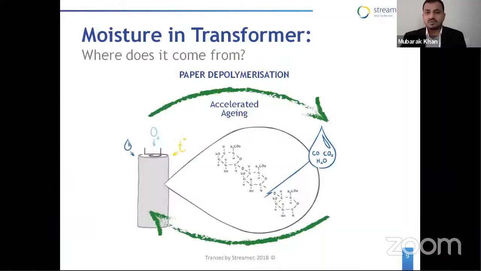The second cause of moisture production is the depolymerization of the paper.